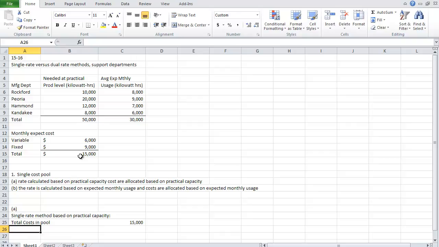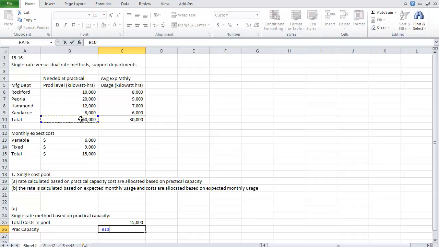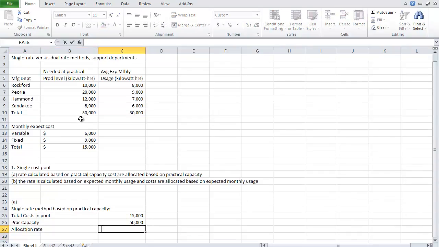The next piece that we need to know is our practical capacity, which we know is 50,000 kilowatt hours, and our allocation rate we can then calculate. So we take the 15,000 divided by the 50,000, and that gives us, let's see, 30 cents per hour of capacity. So this would be per hour of capacity.